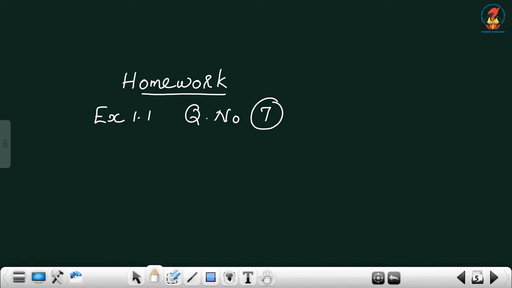Now homework, exercise 1.1, question number 7.